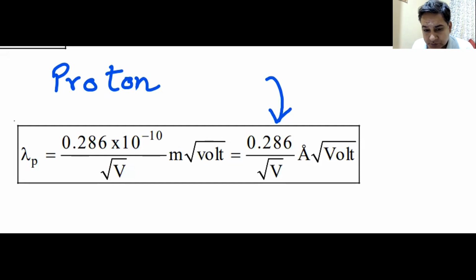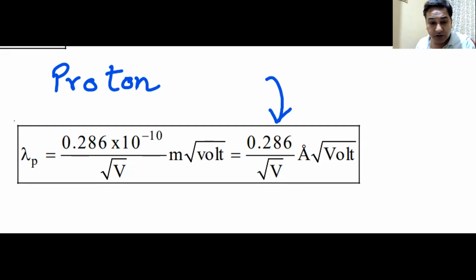Remember, these formulas are not separate formulas. The formula is just one: lambda is h divided by root over 2mqV. We are just putting the values and making them smaller. Do we understand this? They are not separate things. They have been arrived at from the same formula. We got this? Yes, sir.